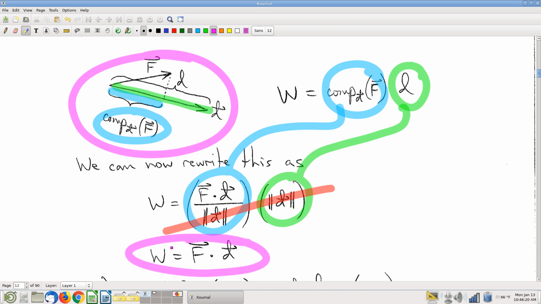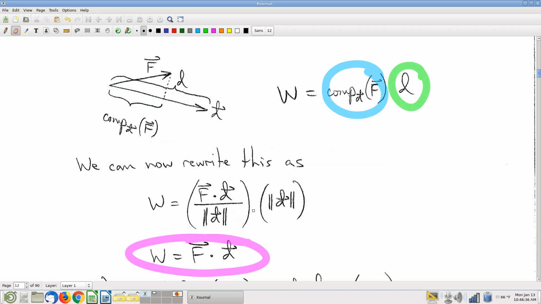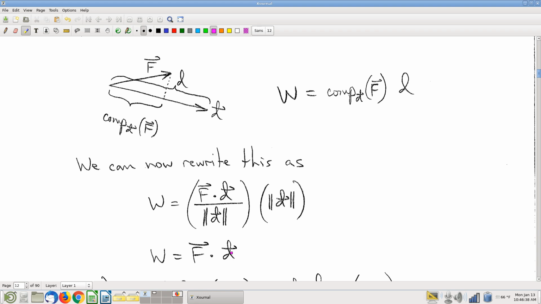That's pretty neato. I mean, the dot product makes that asterisk go away. Right? The dot product automatically accounts for the fact that, well, the force might not be in the same direction as the displacement. So, right, gone. Lovely. By the way, let me point out something else about this.